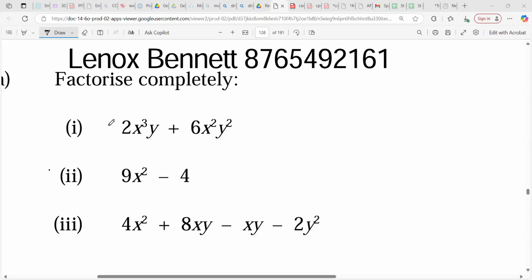549-2161. All right, this is factorize completely. So yet another question for CXC, IGCSE, and SAT. All right. So it says factorize completely 2x cubed y plus 6x squared.